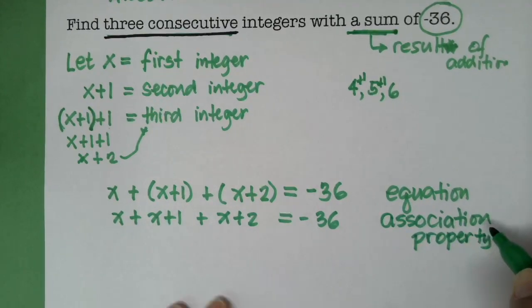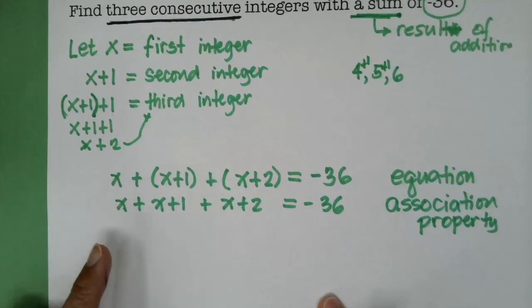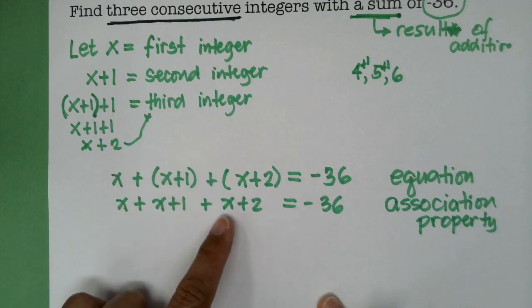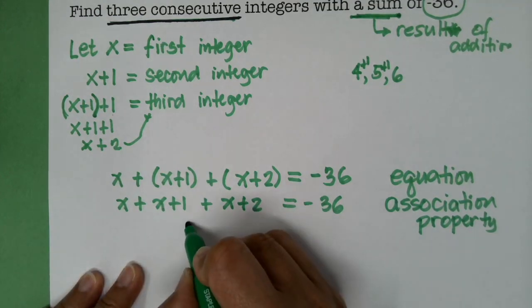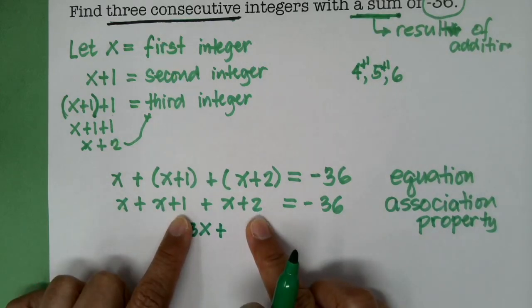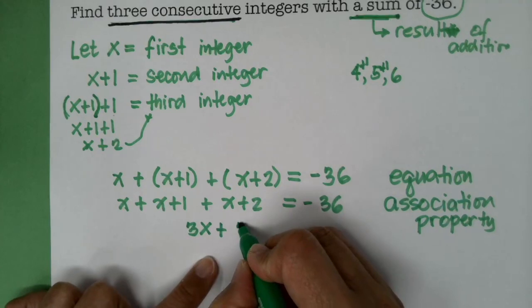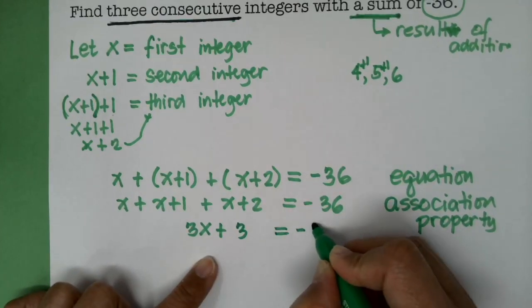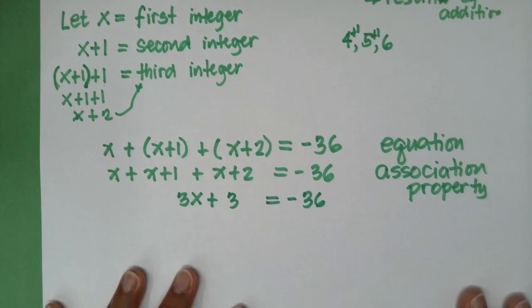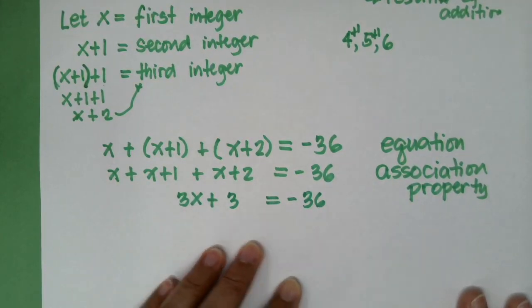All right, so now we can combine like terms. What are the like terms? We have x, x, and x. So x plus x plus x, we have 3x. Then we also add the constants. We have 1 and 2. 1 plus 2 is 3, and that's equal to negative 36. So after combining like terms, we now have 3x plus 3 equals negative 36.